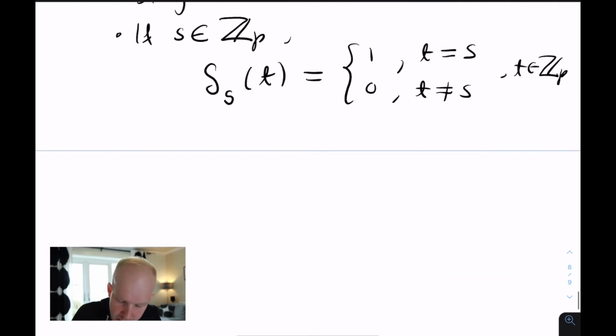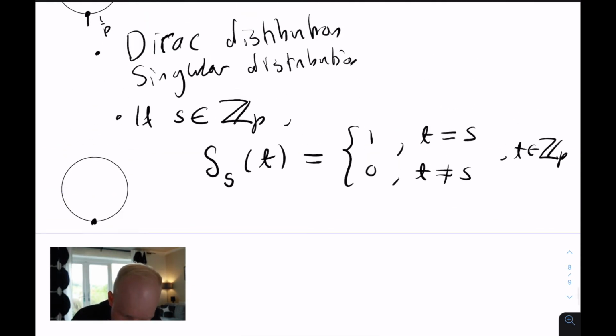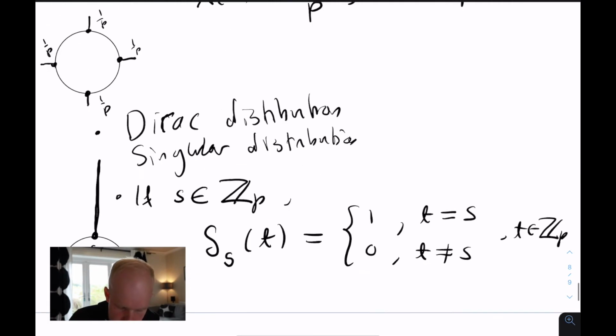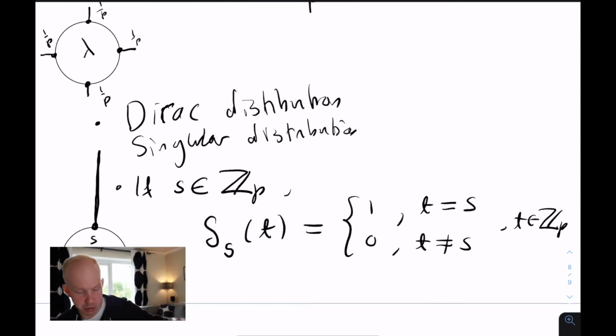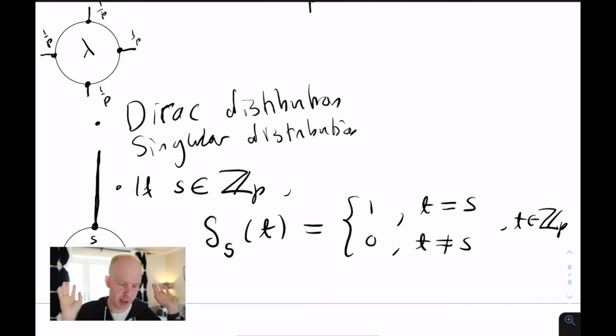In the Dirac distribution, when you draw the circle over here and put the weights, you pick one of these points. Let's say, I don't know, let's pick this one, for example. This is your s. Then you put all the weight here, so everything is in here and there's zero at the other points. That's the Dirac distribution. So when you do a random trial with respect to the Dirac distribution, you know exactly what the outcome is. It's always going to be s. The probability is one.